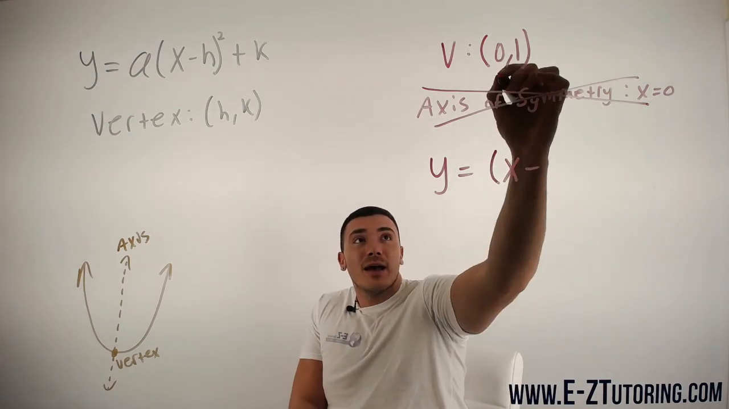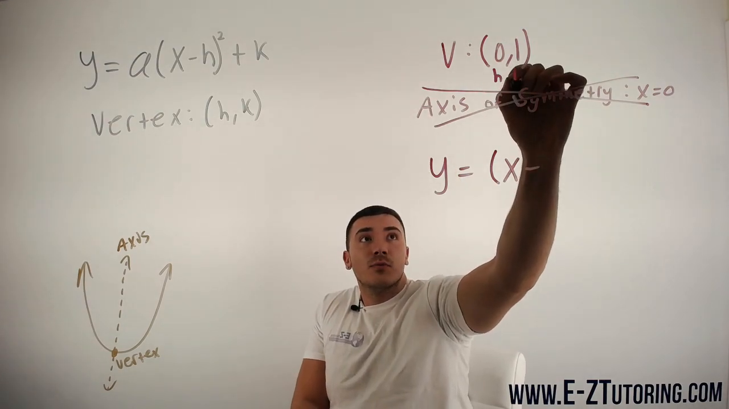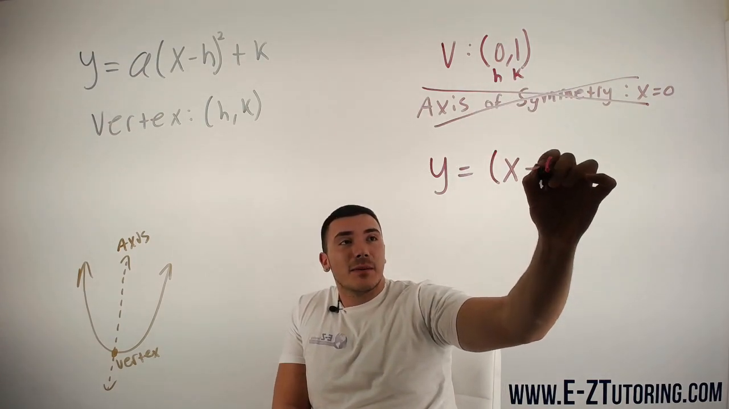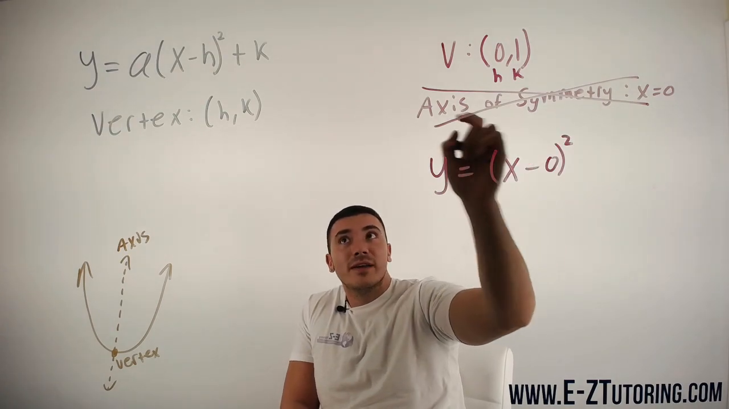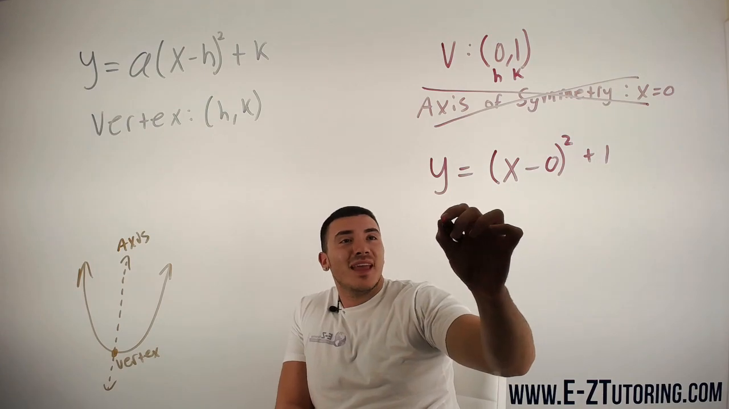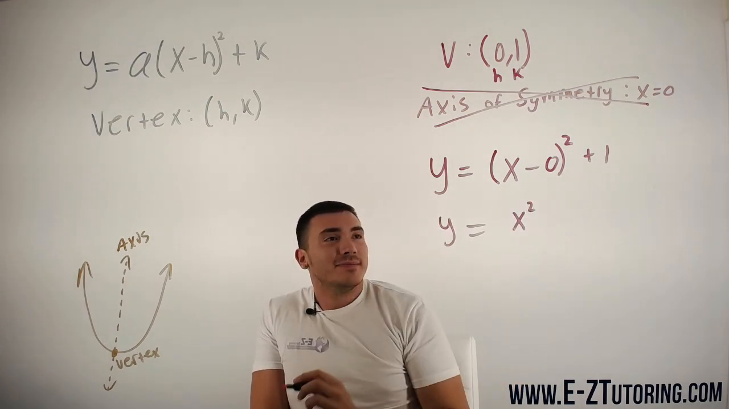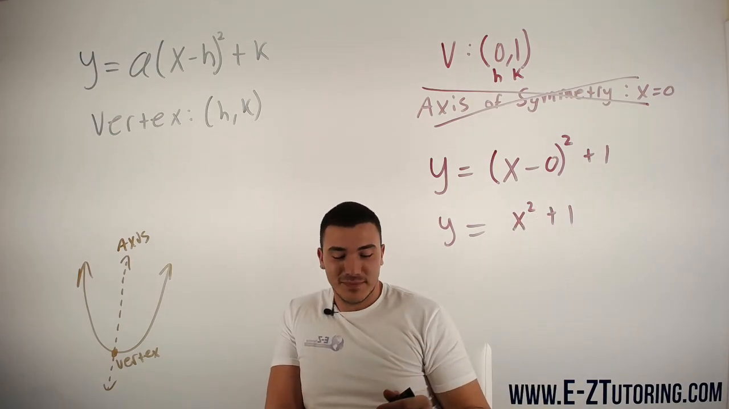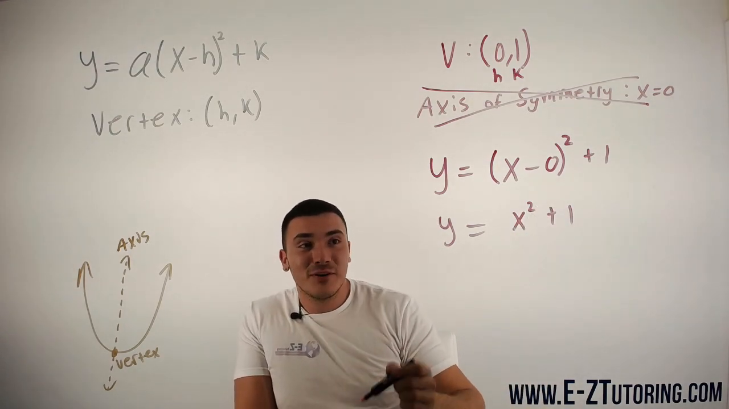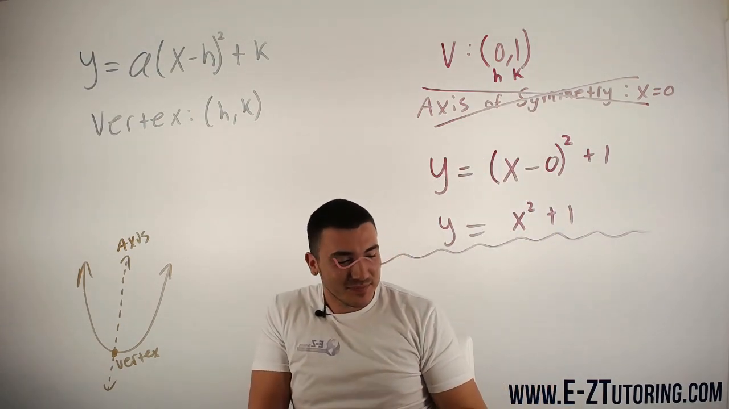So in this case, our h is 0, and our k is actually 1. So we have (x minus 0) squared plus k, and our k is 1, plus 1. And of course, x minus 0 is just x, so we just get x squared plus 1. And that is your equation for a vertex of (0, 1).